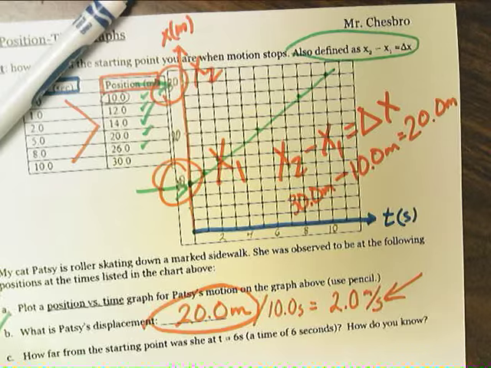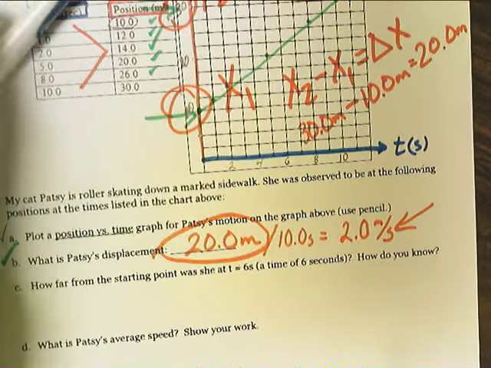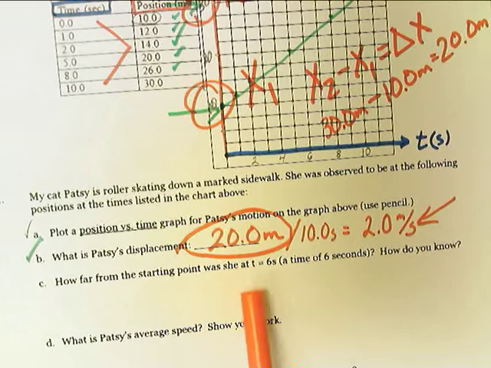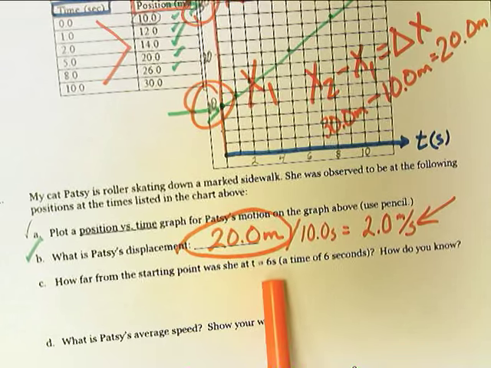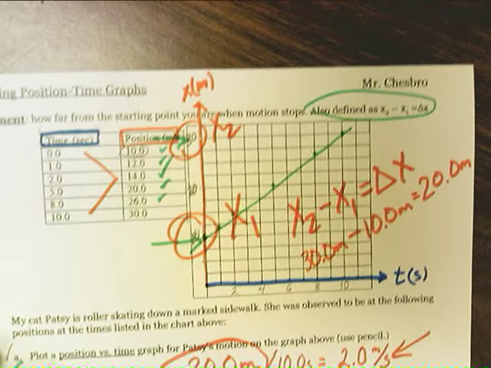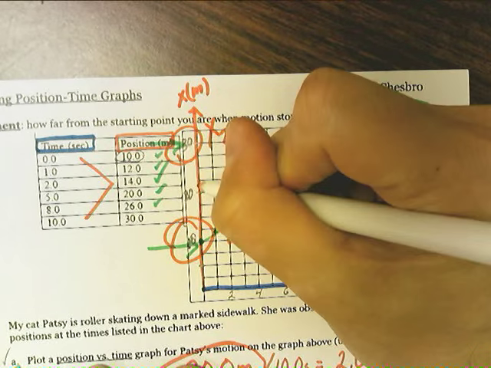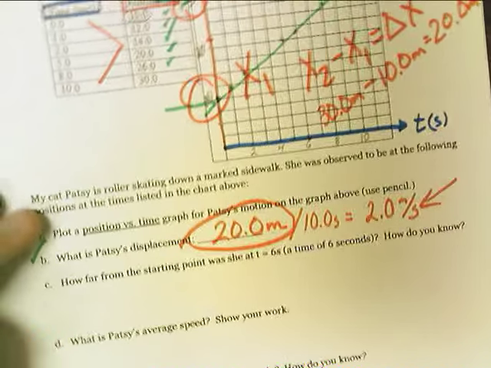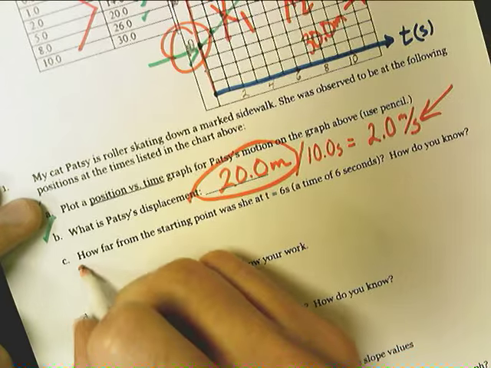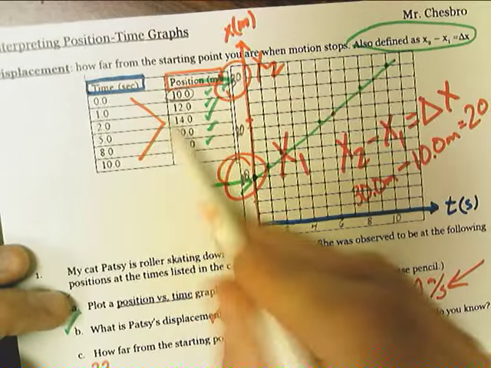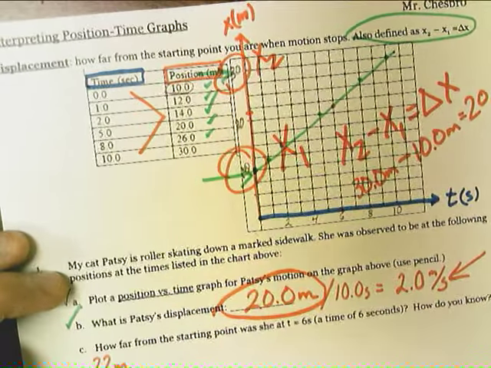So now we get down here to letter C. And letter C tells us how far from the starting point was she at t equals 6 seconds. So at 6 seconds, we could go up, we could hit the line, we could go over and estimate what that value is. It looks like it's about 22. We could also do some fancy math work in the table here and figure out what it would be.